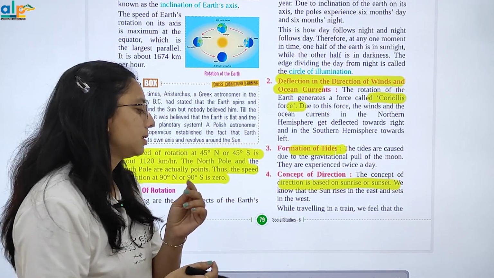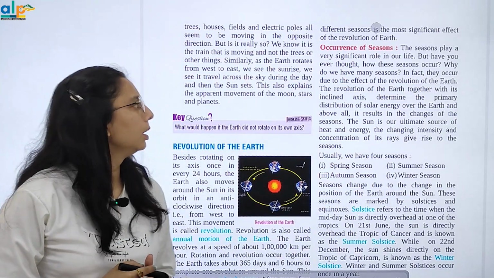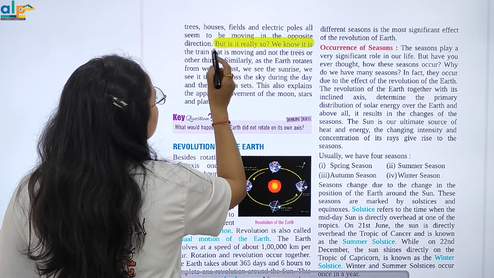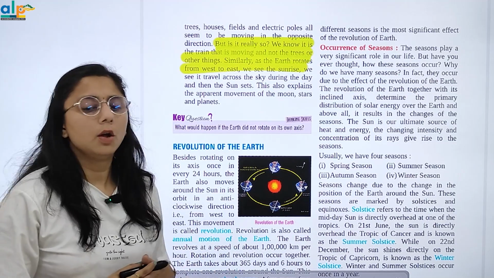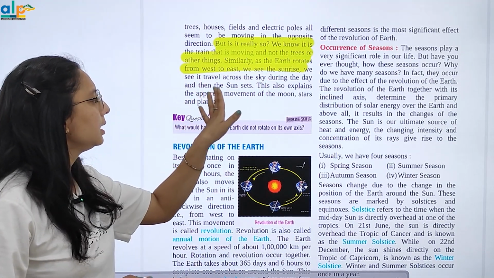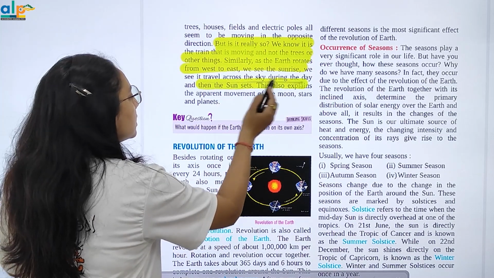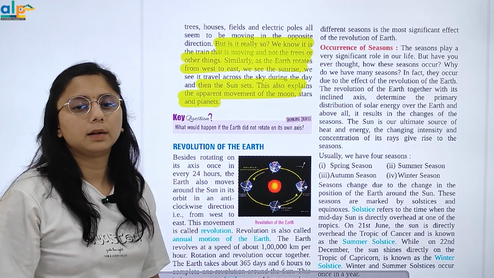Now, the concept of direction is based on sunrise and sunset. We know that the sun rises in the east and sets in the west, right? Just as when we are on a moving train, it is the train that is moving and not the tree. Similarly, the earth rotates from west to east, and we see the sunrise. We see the sun in the sky during the day and when the sun sets. It is the apparent movement of the sun, moon, stars and planets.